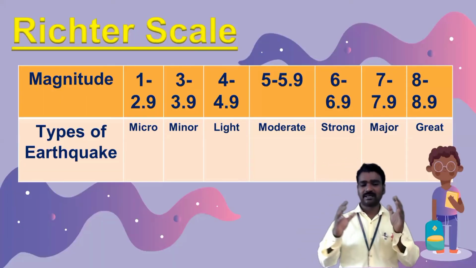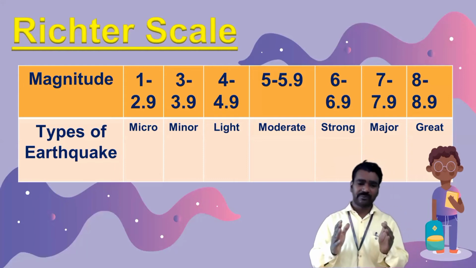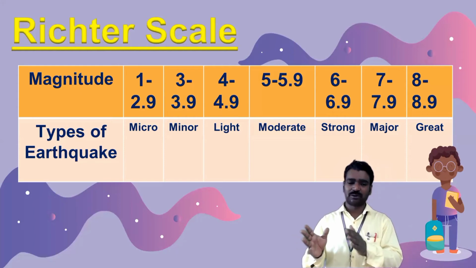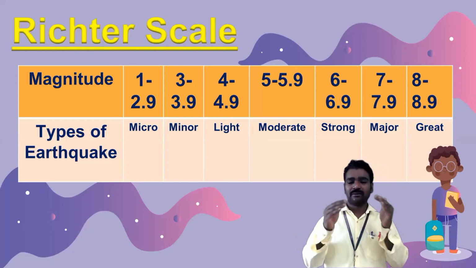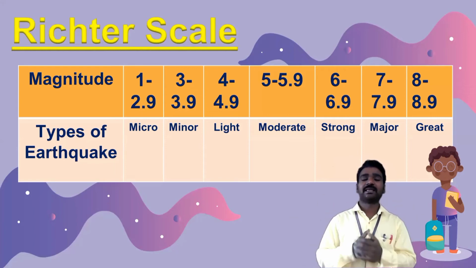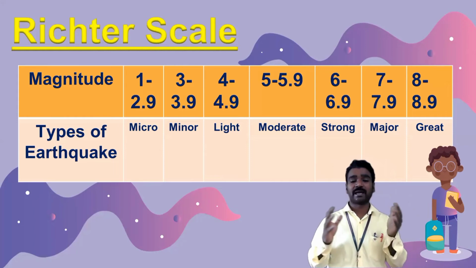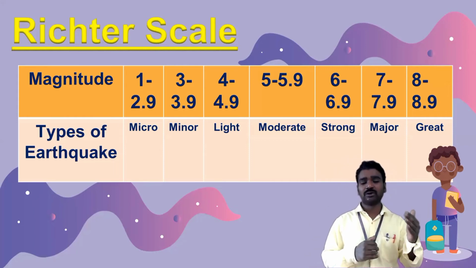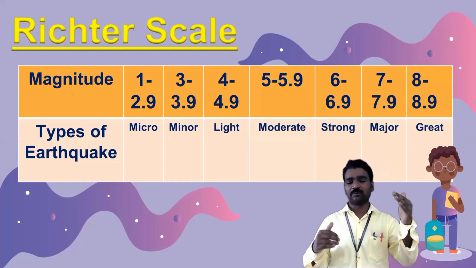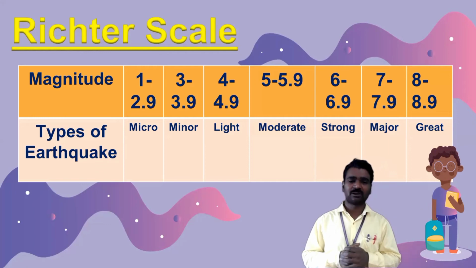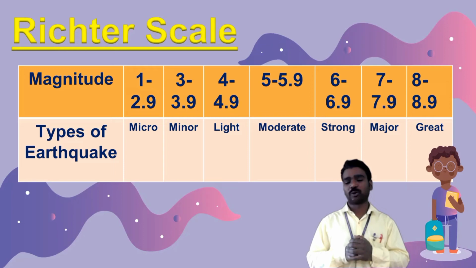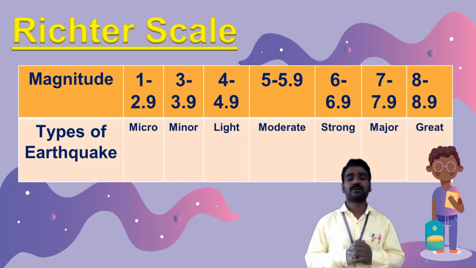So here is the Richter scale. For example, if an earthquake is of 1 to 2.9 magnitude, meaning the intensity of the earthquake measured in magnitude is 1 to 2.9, then this type of earthquake is called a micro earthquake. If the magnitude on the Richter scale is between 3 to 3.9, then we call it a minor earthquake. If the magnitude lies between 4 to 4.9, we call it a light earthquake.